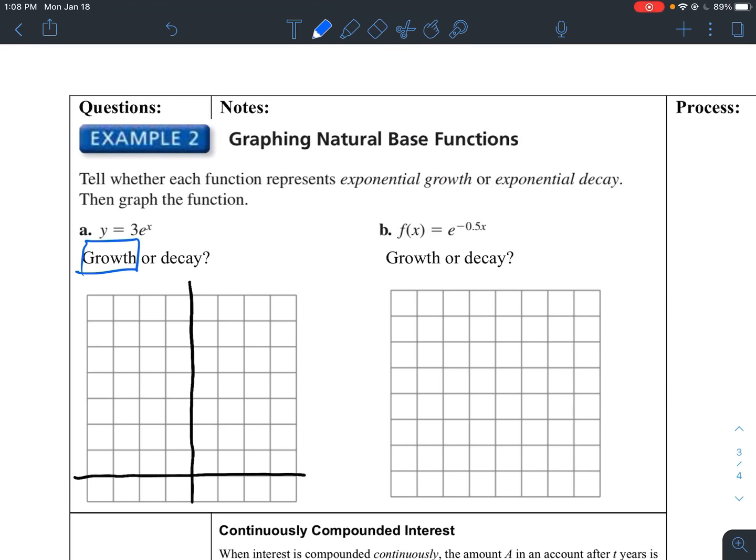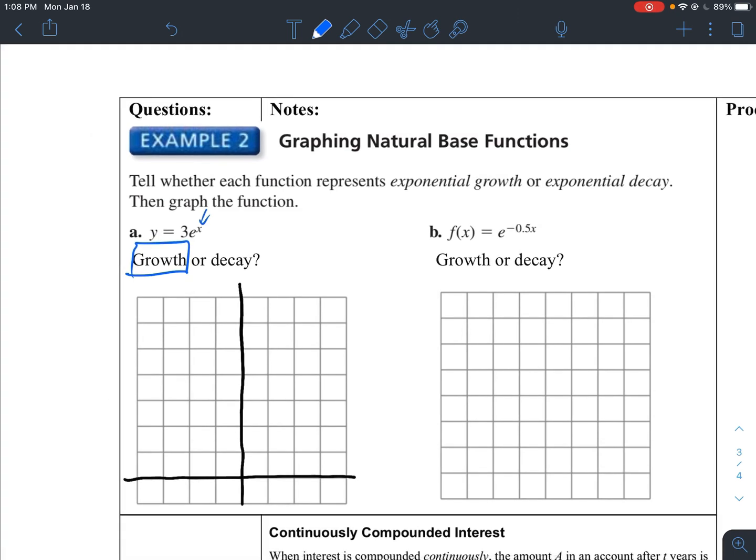So let's analyze what happens here. Let's say we plug 0 into the x location. If we make a table of x and y, and we plug 0 here, I get 3 times e to the 0. Now, anything that is to the 0 power is 1. So this just becomes 3 times 1, which is equal to 3. So when x is 0, y is equal to 3.